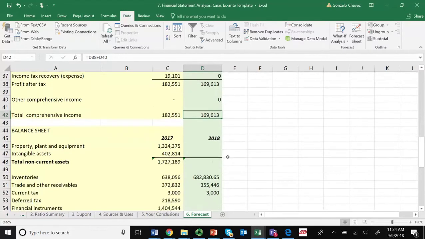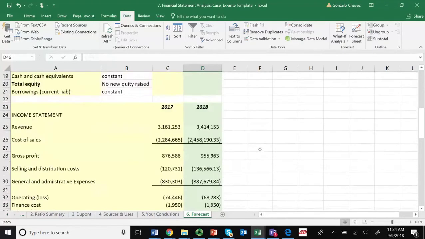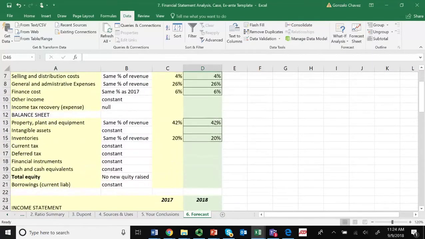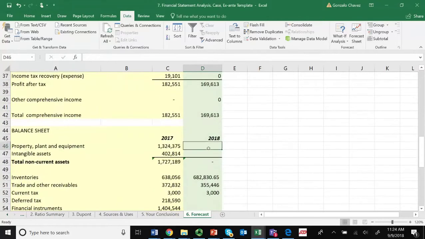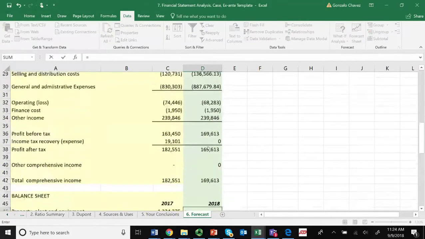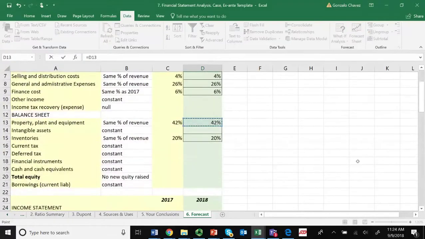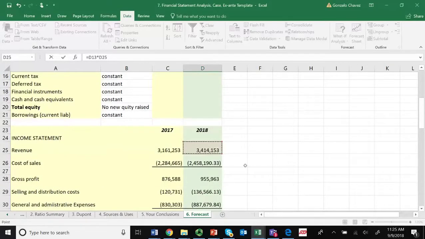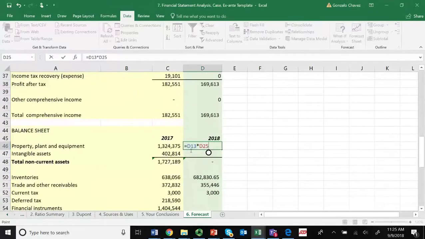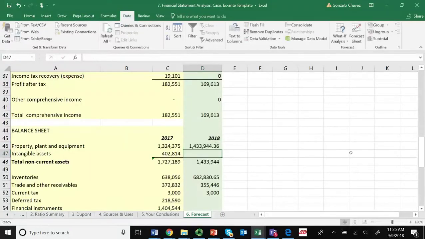All right, so property, plant, and equipment. Again, let's scroll up and notice that this is 42% of revenue, right? So the way we will do this is to just equal 42% of revenue. So click on that cell and multiply that times the cell that contains the revenue. So this is the way the formula should look like. You just have equal sign, the D13 that has the percentage assumption, and D25, which is the actual revenue number. Okay, and that should give us this value.